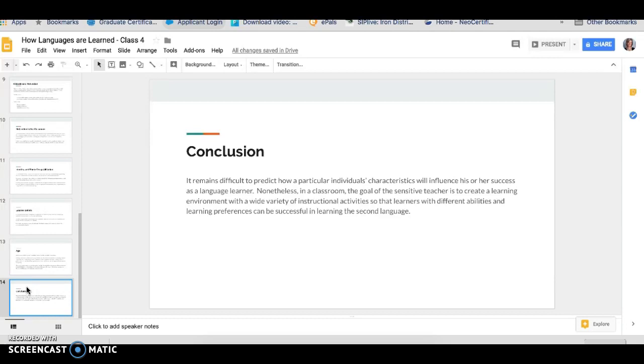Nonetheless, in a classroom, the goal of the sensitive teacher is to create a learning environment with a wide variety of instructional strategies and activities so that the learner with different attitudes, abilities, and learning preferences can be successful in learning that language.